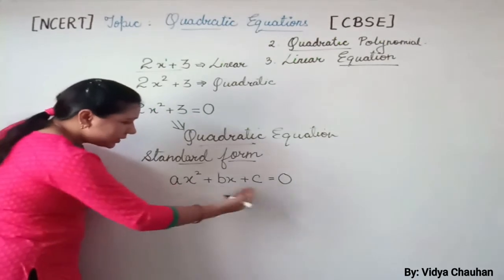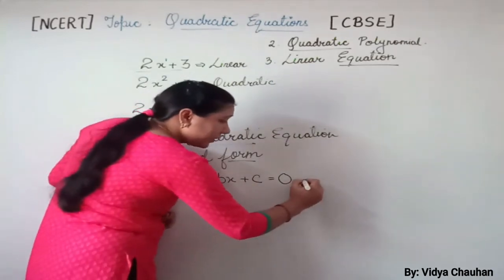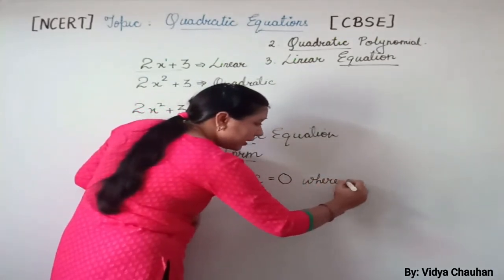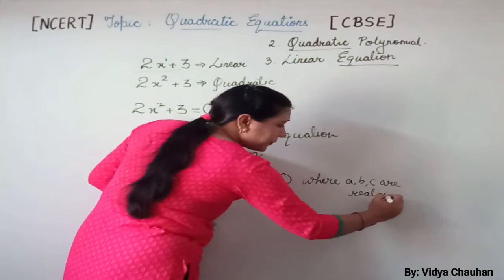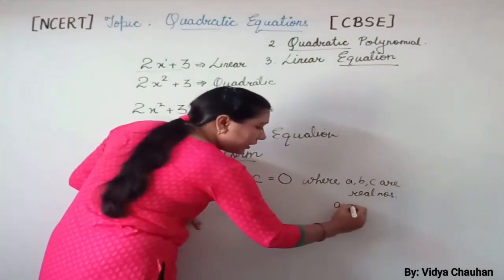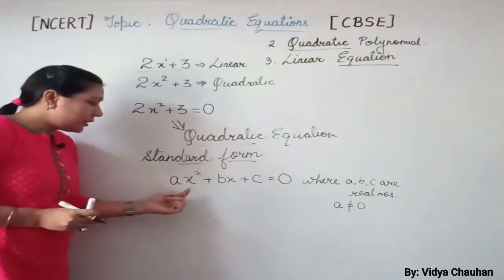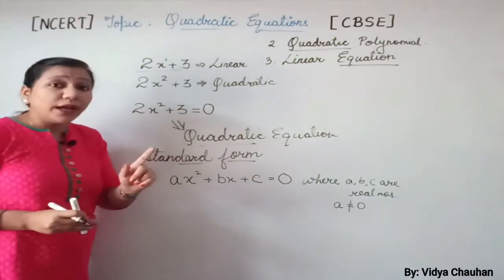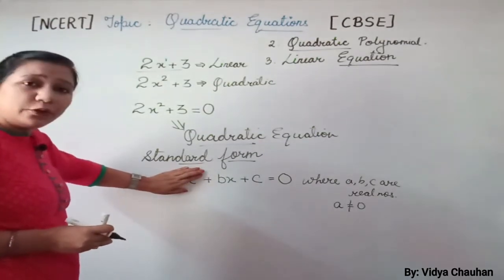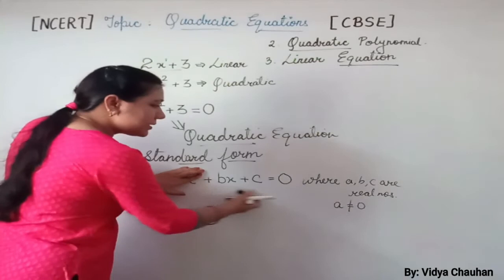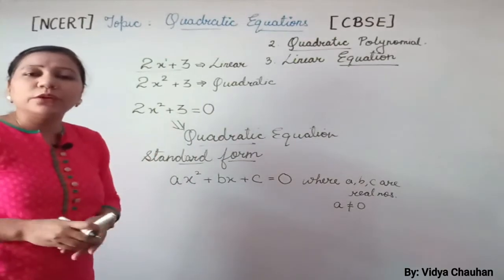Now you must be thinking, what are these terms? Let me tell you here, a, b and c. The condition is that a, b, c are real numbers, and a very important condition, a should not be equals to 0. Why? Because if a becomes 0, then 0 multiplied by x means this complete term becomes 0. Then can you say that this is a quadratic equation? No, it becomes linear. So that is why a should not be equals to 0.